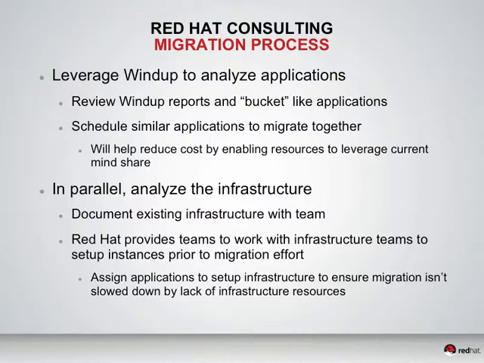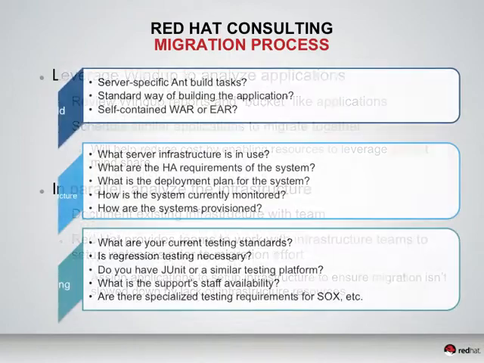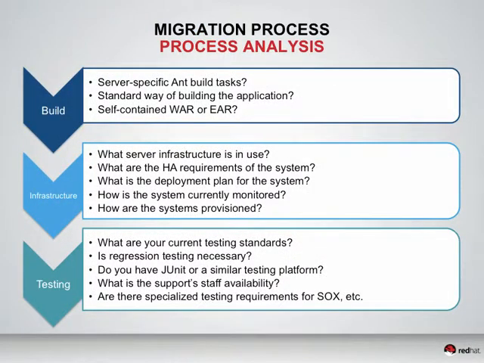And in parallel, I said you're going to be analyzing the infrastructure. From a process analysis standpoint, these are some areas you would want to consider. Do you have specialized Ant build tasks? Do you have standard ways of building the application outside of standard build tools? Is code getting generated by some library that is no longer going to exist in JBoss? Is it self-contained as far as the war or the ear file, or are there libraries outside of the application always deployed to the app server? Windup's not going to find that right now. In the future, it will.